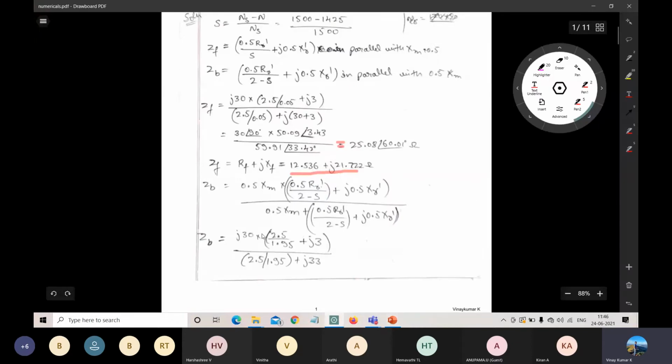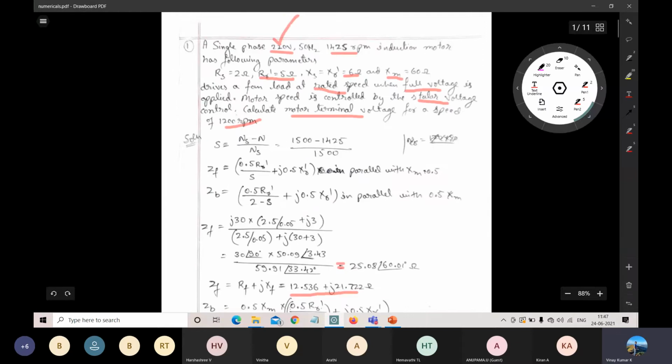So 2 minus S, the S that we have calculated, is 0.05. So substitute that: 2 minus 0.05 is 1.95. Okay, 1.95. So 0.5 XM, XM is 60, 0.5 into 60 is J30. So 2.5 divided by 1.95 plus J 0.5 into 6. XR dash is 6.